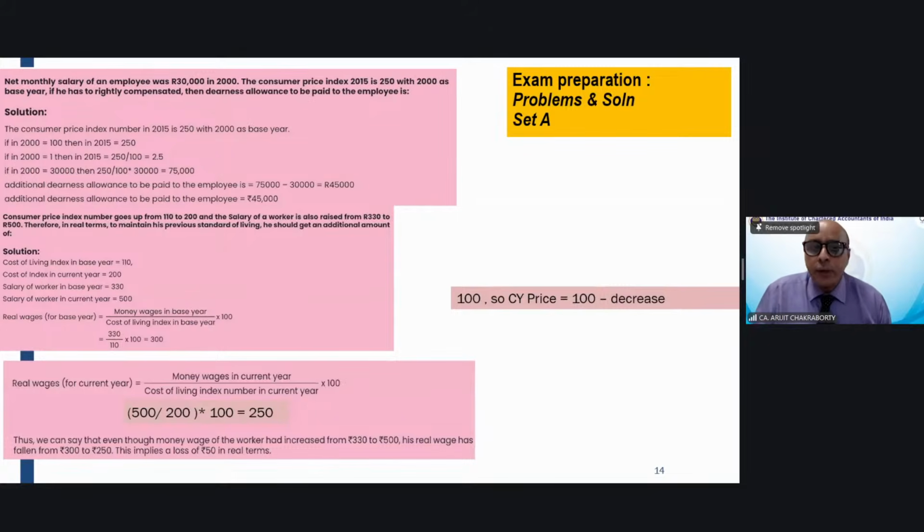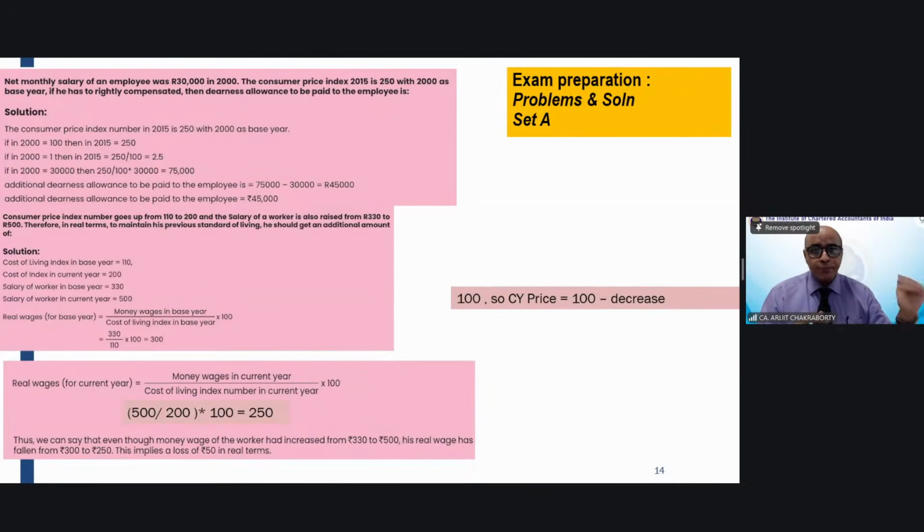Now we see the real wage in the current year. How will we determine the current year real wage? It will be the monetary wage in the current year. In this example, it is given that his wage is now 500 rupees per hour, say. But we can see that the index has increased from 110 to 200. So today the cost of living index in the current year is 200. Therefore, the worker's real wage is given by the nominal wage divided by the index number. Please see, the same process we have done for finding out the real wage in the base year.